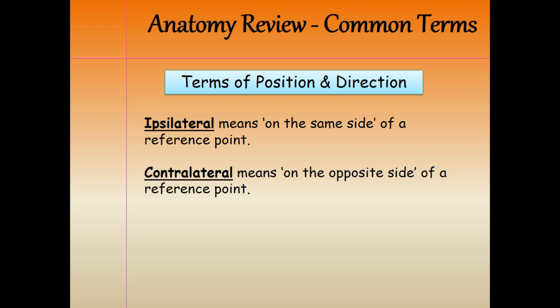Other terms to describe would be ipsilateral versus contralateral. Ipsilateral means on the same side of the patient or reference point, whatever it is that you're referring to at that moment in time. And contralateral means on the opposite side of whatever it is that you're referring to at that point in time when you call me over to ask a question. So again, please use these terms.